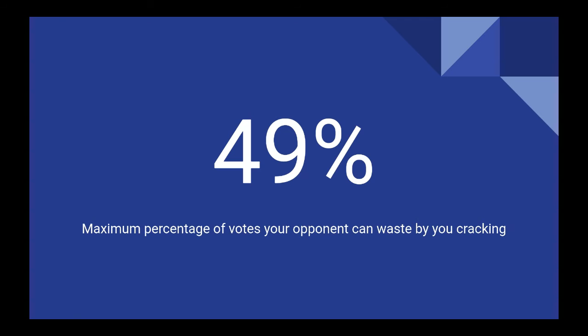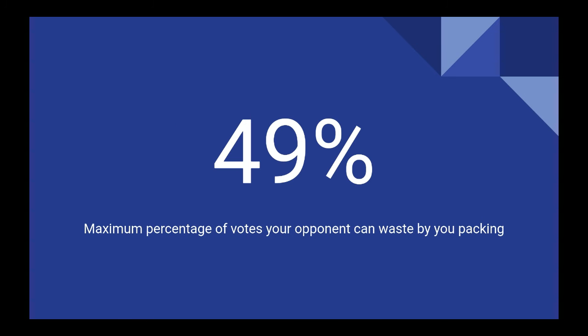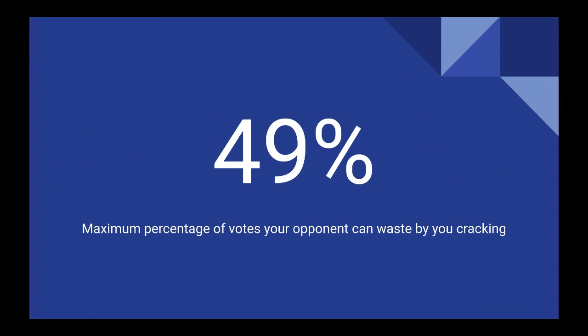This is the same percentage, and it is not something that we see often. Well, this percentage represents the same percentage as the other one did. However, as you can see here, instead of labeling the maximum percentage of votes your opponent can waste if you pack, it labels the percentage that your opponent can waste if you crack. So cracking must be similar to packing, right? Well, not really. Cracking is all about minimizing your wasted votes.